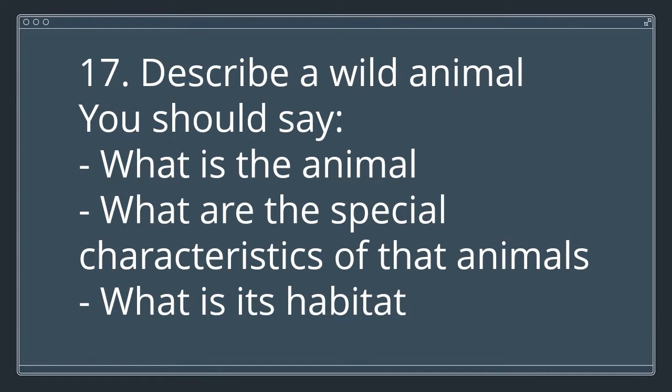Okay, dear students, once again let's see the cue card and this question before reading the sample answer. Describe a wild animal. You should say: what is the animal, what are the special characteristics of that animal, what is its habitat.